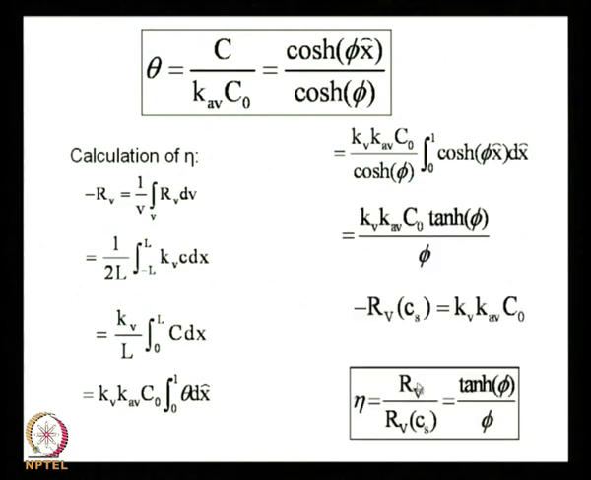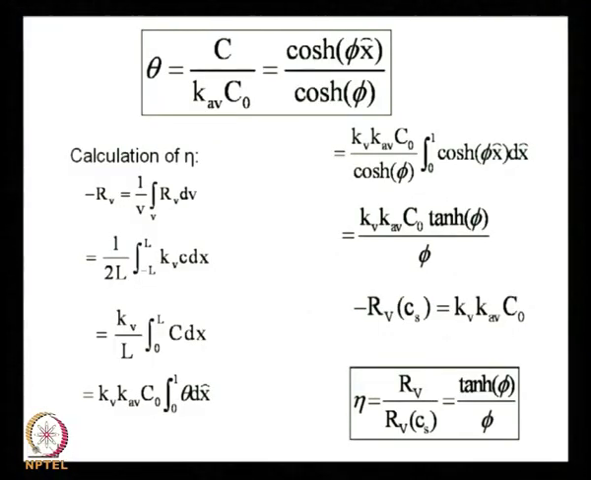Yeah, so this was how we defined our eta, RV over RV evaluated at CS. Now, RV, general RV is much lesser because the concentration inside is much lesser. If there were no diffusional limitations in the system, then your eta is going to be 1, right. Because of diffusional limitations, your RV is decreased because the concentration at any point inside the matrix is lower than that at the surface. So, because the concentration is lower and this being a first order reaction, it is different.